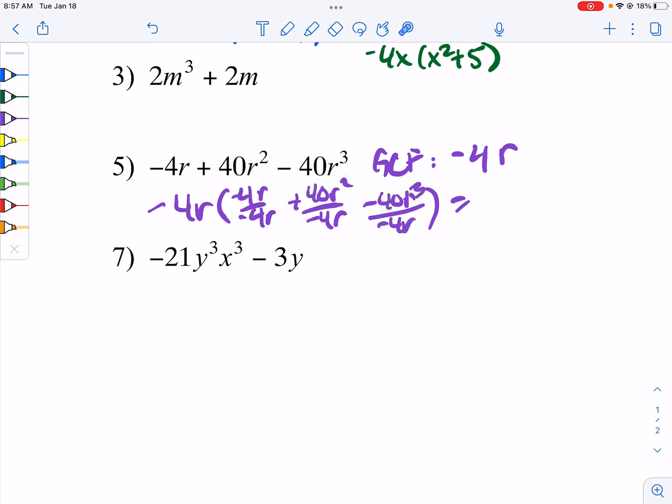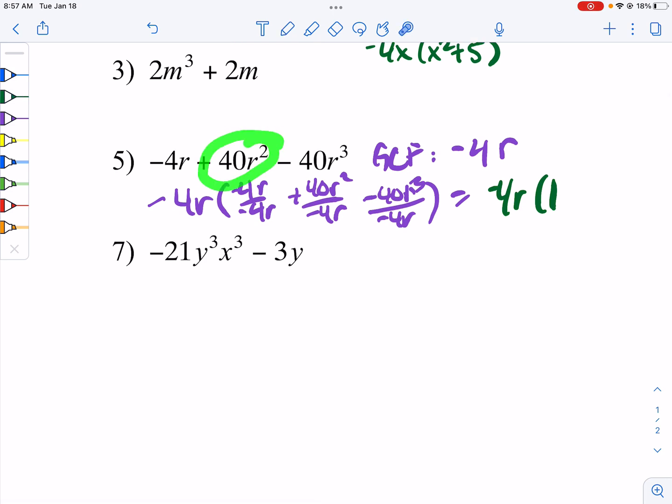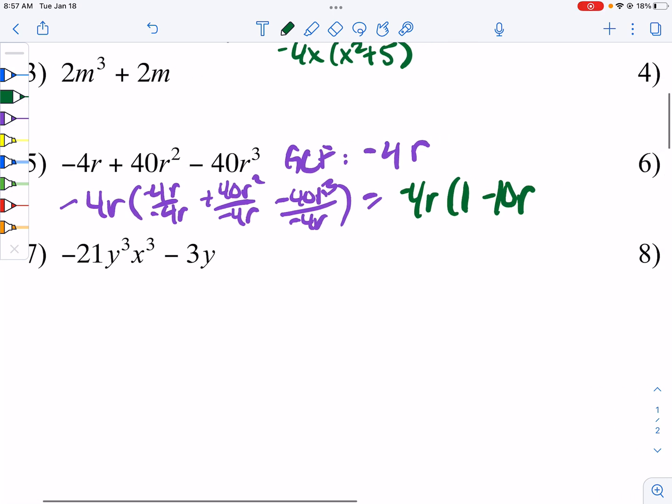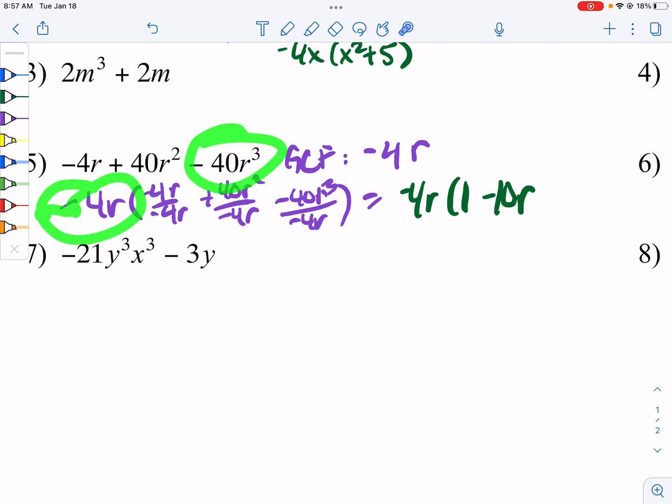But you can also just think negative 4r divided by negative 4r leaves us with a 1. So we took out the negative 4r, and I have a 1 left over in my parentheses. Then positive 40r squared divided by negative 4r is a negative 10r. And then negative 40r cubed divided by a negative 4r gives us a positive 10r squared.